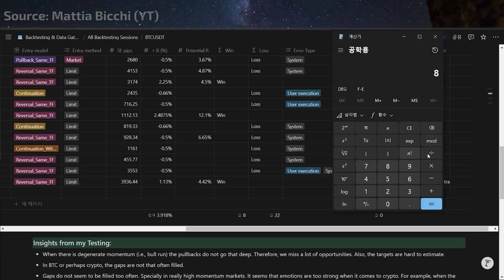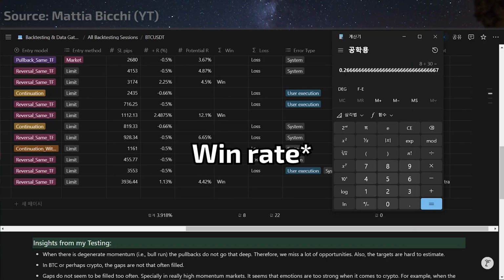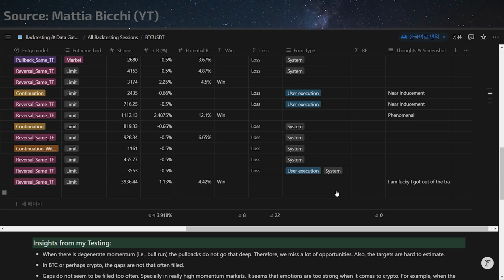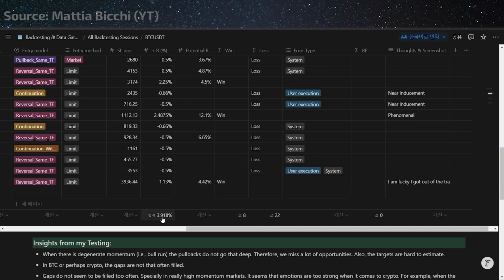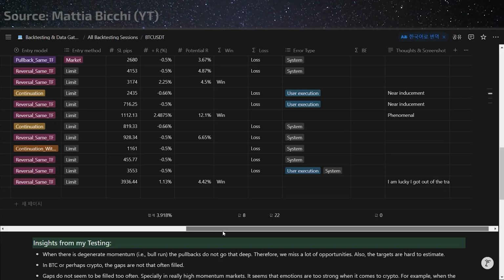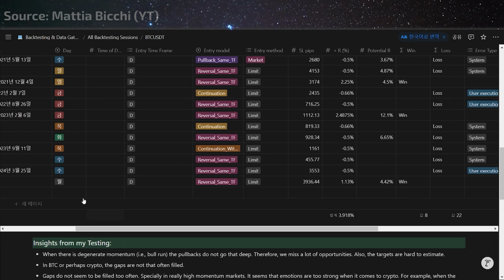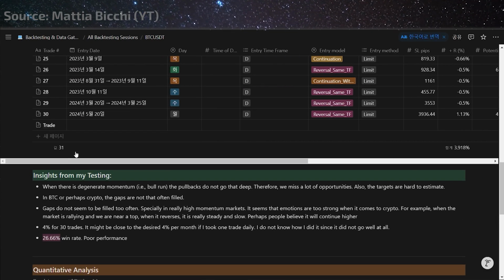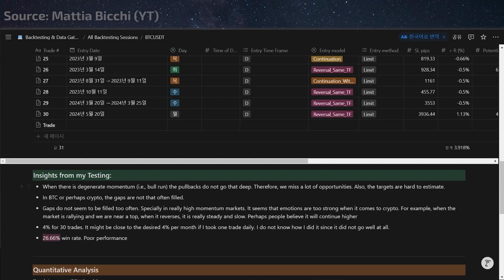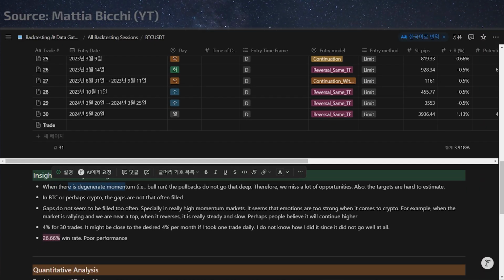So the total percentage was 26%. And even though I had a win rate of just 26%, I managed to stay positive at 3.918%. So, as you guys can see, there are some insights from the trading in which I see that when there's degenerate momentum, the pullbacks do not go as deep.